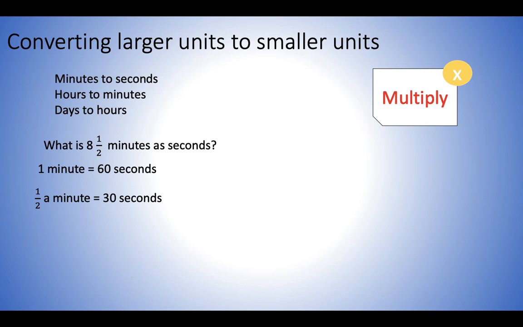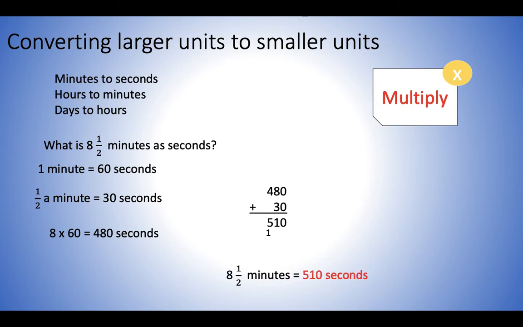First of all, I would work out what 8 times 60 is, because we have 8 whole minutes. So 8 times 60 is 480 seconds. Then I already know that half a minute is 30 seconds, so I'm going to add that to 480. 480 add 30 is 510. So 8.5 minutes is 510 seconds.